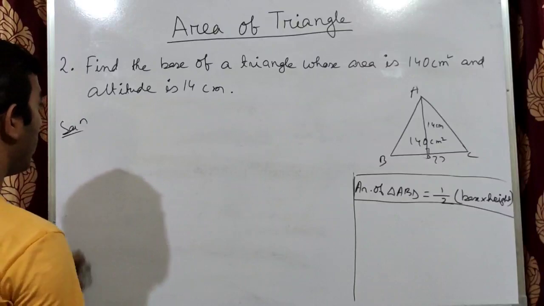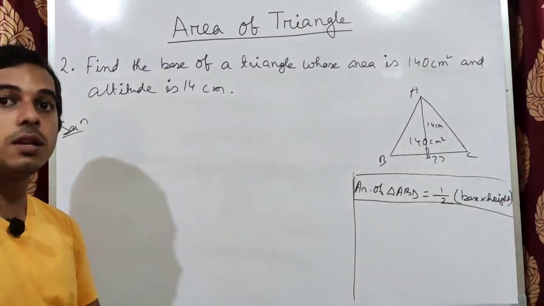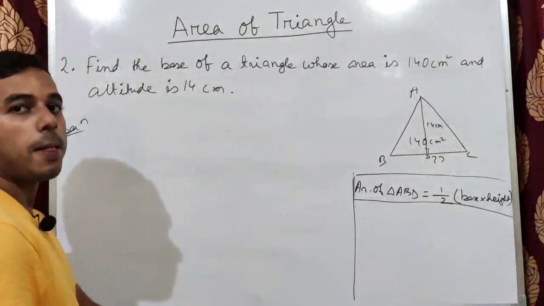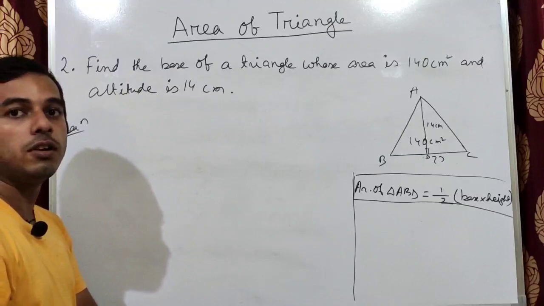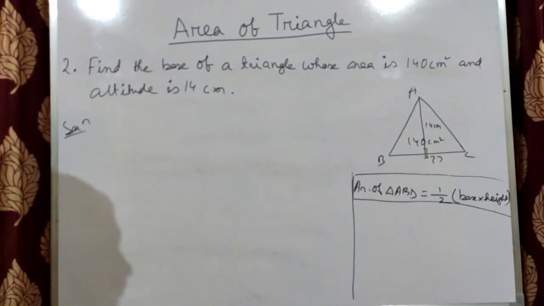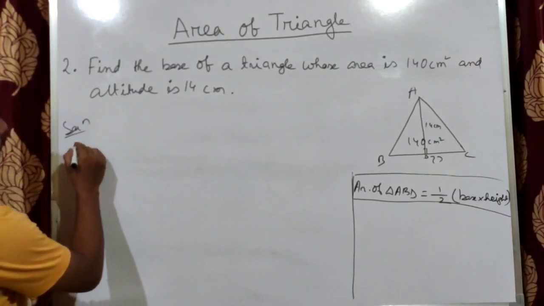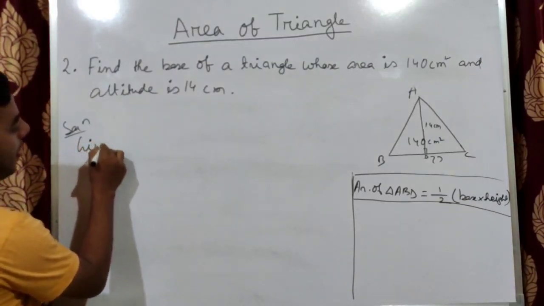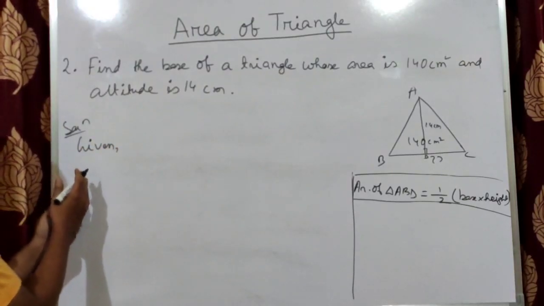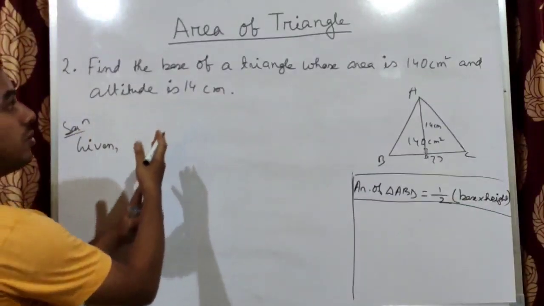Why do I always write solution before every answer? Because when you start to eat a meal, before sitting in your dining room, don't you wash your hands? We can relate it with this. So we have written here solution, then given. What information is given here? The area of the triangle is given and the altitude is also given.